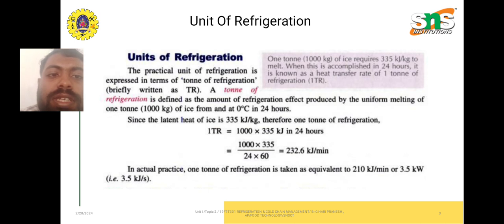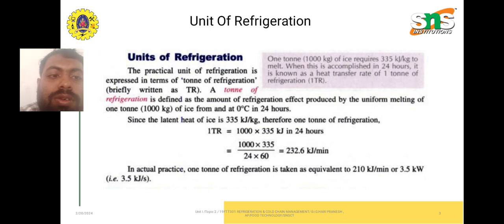A ton of refrigeration is defined as the amount of refrigeration effect produced by uniform melting of 1 ton, that is 1000 kg of ice from and at 0 degree Celsius in 24 hours. 1 ton of ice requires 335 kilojoules per kg to melt. When this is accomplished in 24 hours, it is known as heat transfer rate of 1 ton of refrigeration, which is 1 TR, since the latent heat of ice is 335 kilojoules per kg.